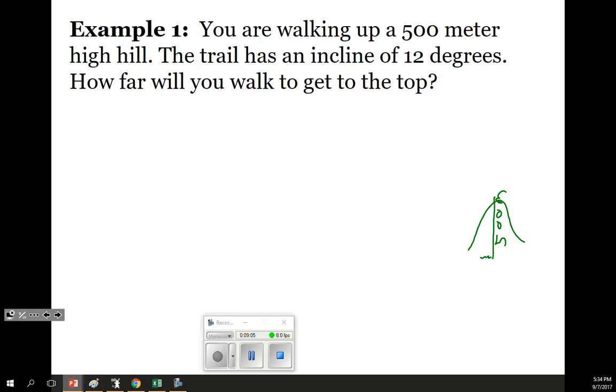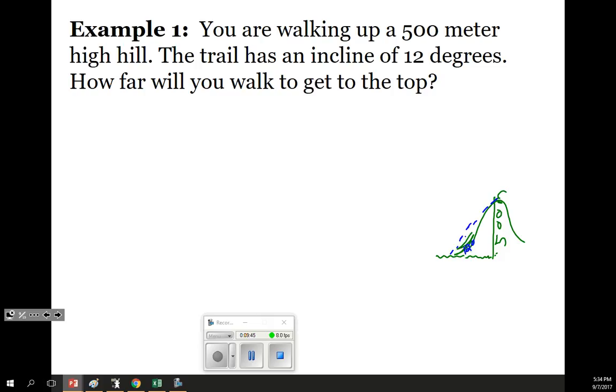Now, remember that hill has an incline to it. Most hills do, because we can't get from here to here, really, unless we're a gecko. So in order to get to the top of that hill, we've got to go up this hill's slope or incline. The second sentence says that the trail has an incline of 12 degrees. So it tells me that this slope is going to be a 12-degree angle. And I'm going to draw a little line, and that's going to represent my angle.